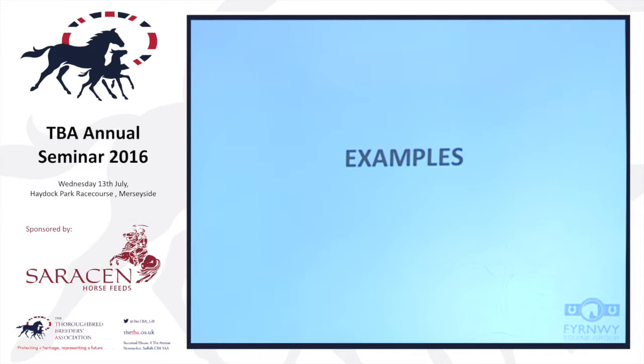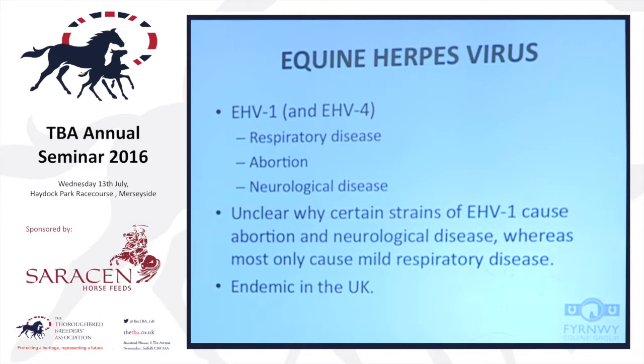So just to run through those 4 examples now, we'll start with herpes. So respiratory disease, abortion, and neurological disease. Really, we're just looking at EHV1. EHV4 is just for the respiratory disease for the most part, and isn't that much of an issue to us. We don't know why certain strains of EHV1 cause abortion and neurological disease. We have a lot more idea than we used to, and are probably getting closer to working it out, but there are not just specific types, and we can't test for those specific types. There was a specific mutation that was identified, but it's not clear cut, and a lot of strains without it will cause a lot of problems as well as with it.